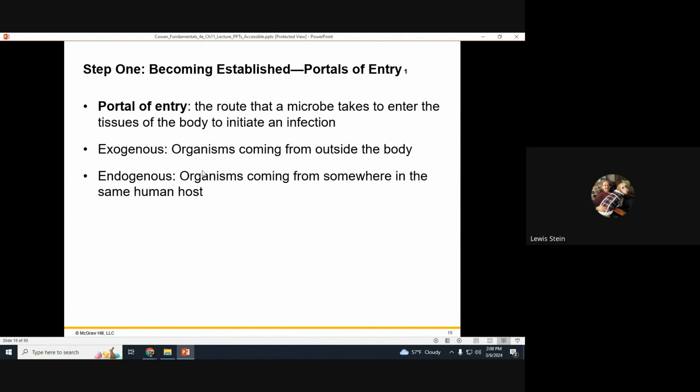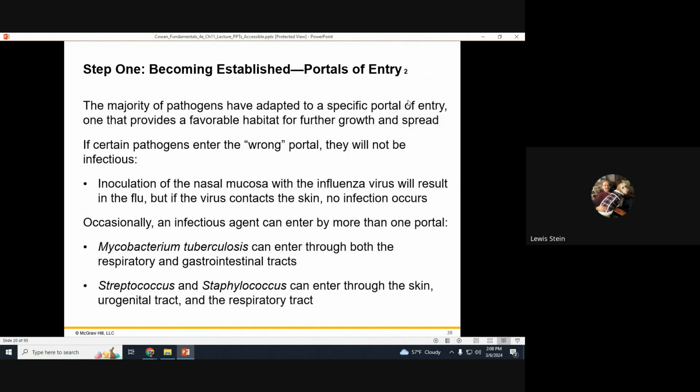And yes, we can have things that come from inside of us. When you burst an appendix, it's an endogenous entry. Those organisms are already in your gut and they get into your system. We're already harboring them, versus exogenous, which is typically what we think of: we're in a room and somebody's coughing or sneezing, and we pick up a virus or something from outside of the body.